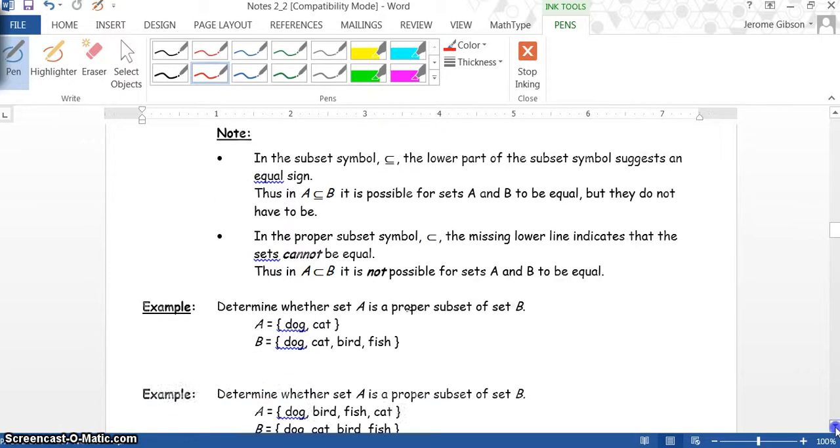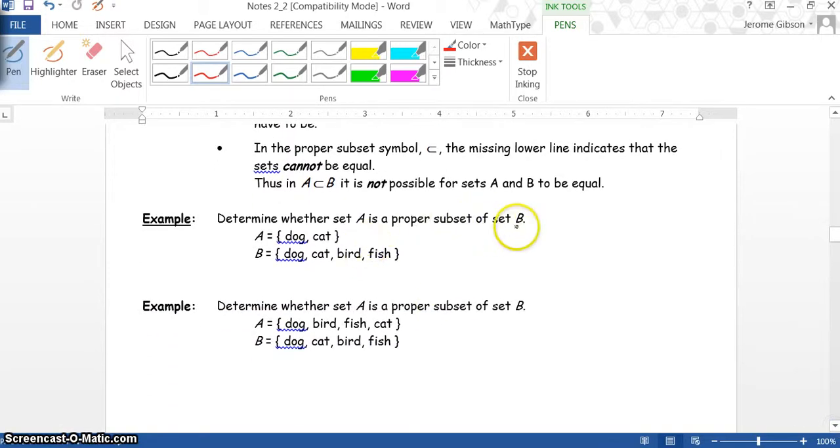Example, determine whether set A is a proper subset of set B. We have set A, which is dog, cat. We have set B, which is dog, cat, bird, and fish. Now, if we look here, A is a subset of B, and they are not the same, so it is a proper subset. So A is a proper subset of B.